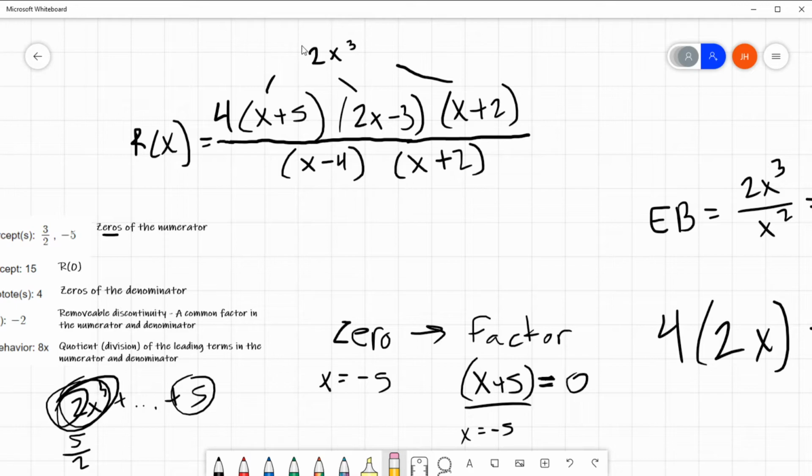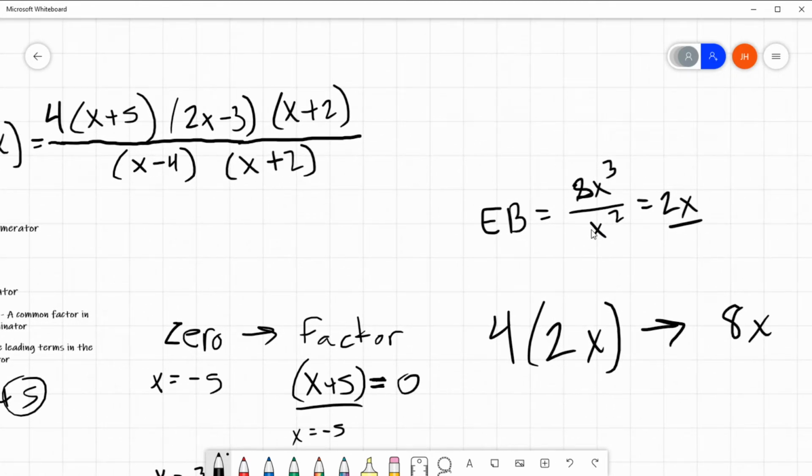Because check it out. What is my new end behavior? Well, the leading term of the top would be 4 times x times 2x times x, which would make 8x cubed. The bottom would still be x squared. What's 8x cubed divided by x squared? It is 8x.